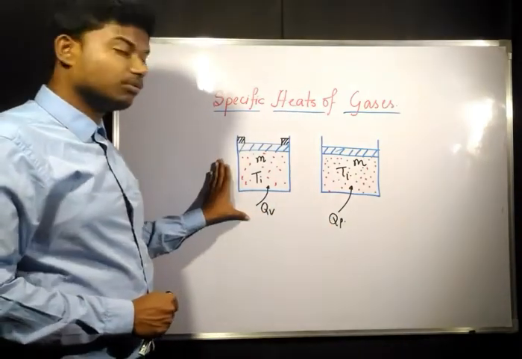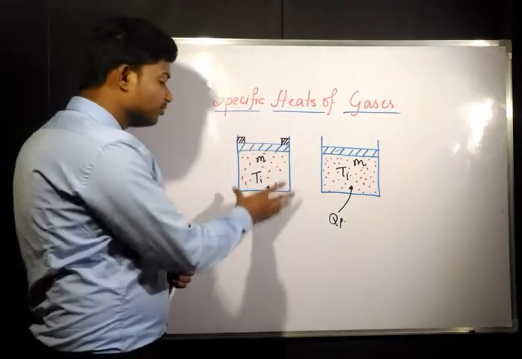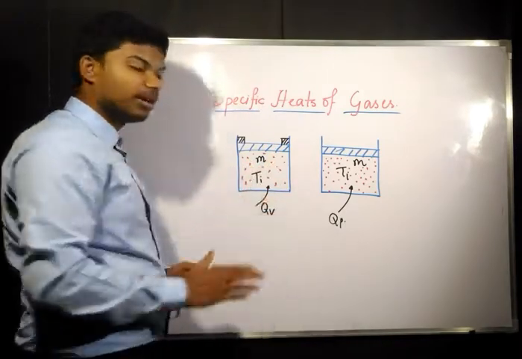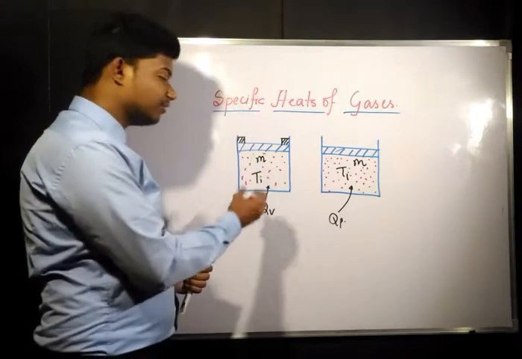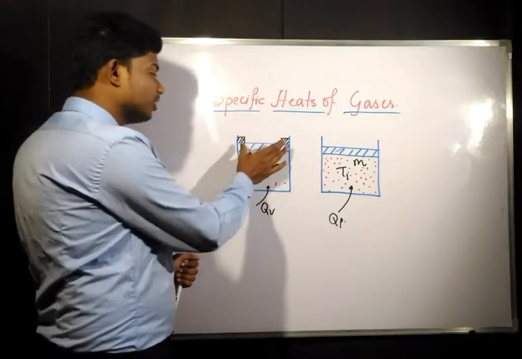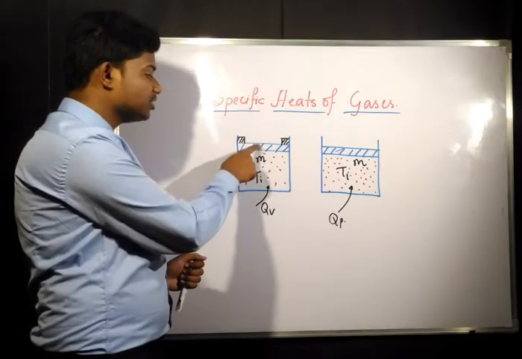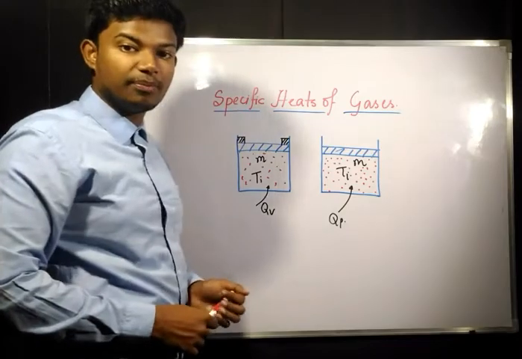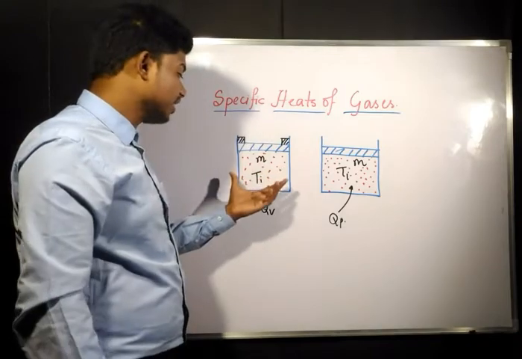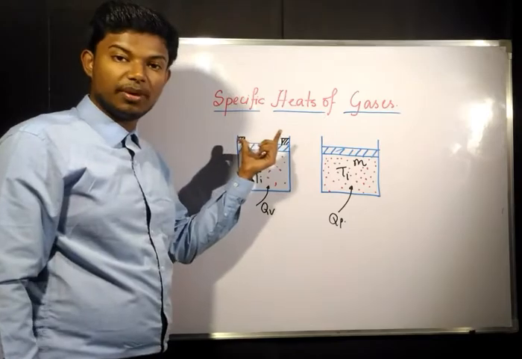Now the first one, which is at constant volume, what does it mean? There are two stoppers given. Even if you give heat, we all know that air expands greatly when heated. So in this case, if you give some heat, the air will expand, and by expanding, this piston will go up. Suppose after reaching T1, this piston touches this stopper. Then on further giving heat, the piston cannot go up. Even if the air tries to expand, the piston cannot go up due to the stopper provided.